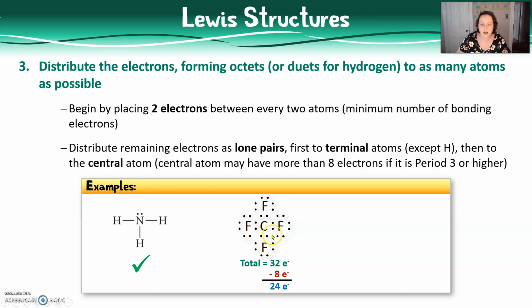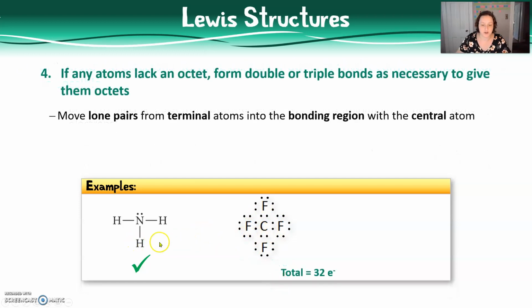Note that carbon's octet rule is already satisfied by the 4 bonding pairs surrounding it. Finally, we double check the structure. Have we accounted for all 32 valence electrons on CF4? No more, no less?